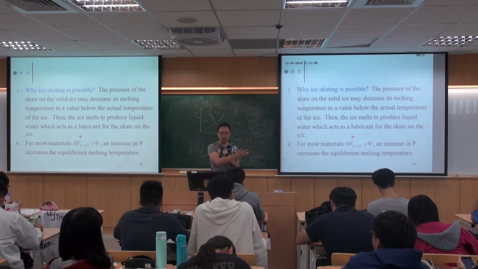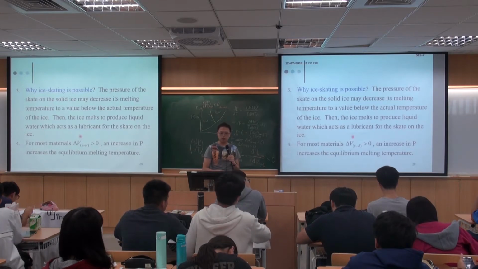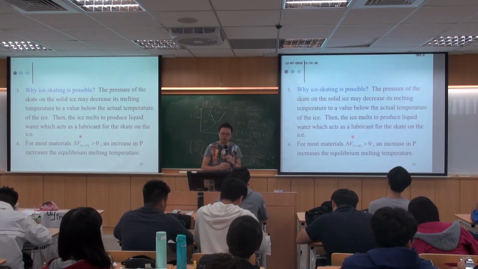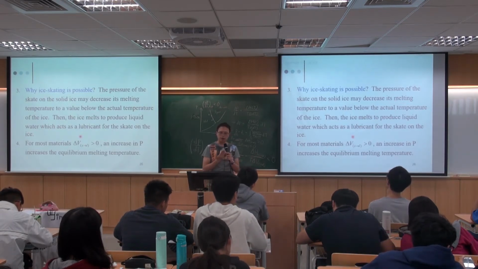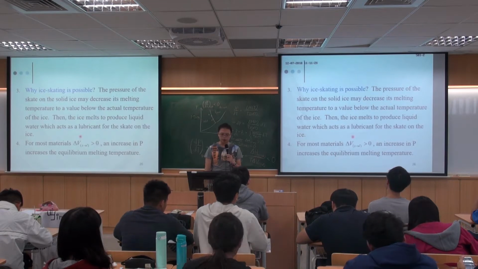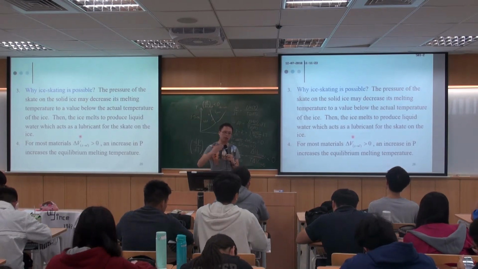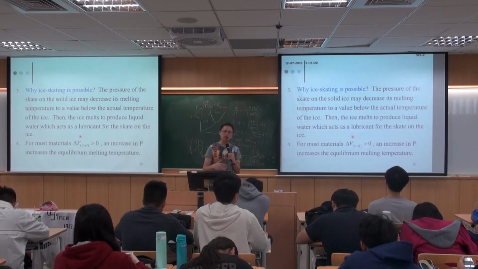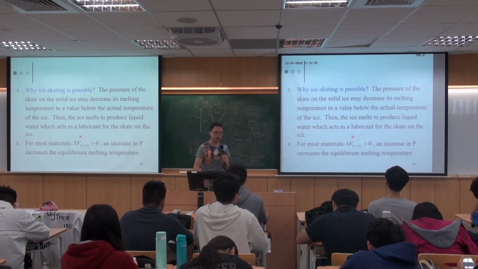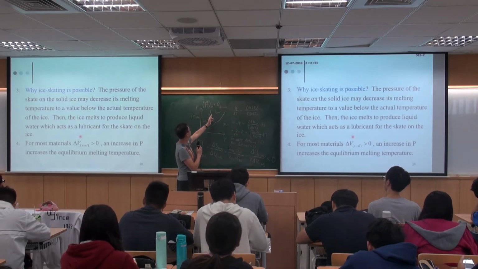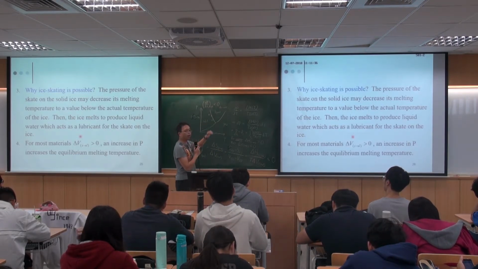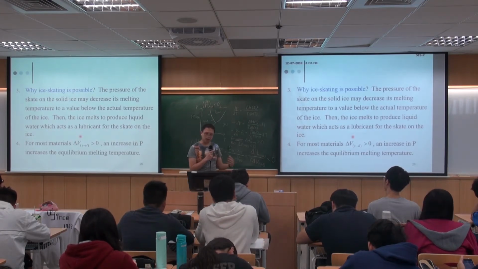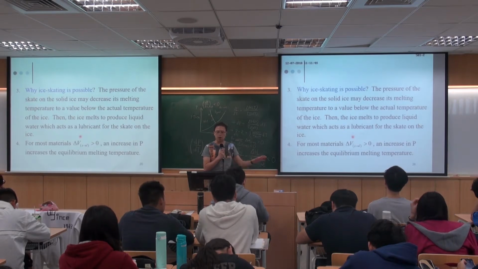So that's the reason why people say ice skating is possible. If you have ice skating experience, you know that you have this blade that you wear on your feet. And when you step on ice, you're actually exerting a huge pressure onto the ice. And that will cause the ice to melt because the pressure has been increased. And if the pressure has been increased, it's more likely that the ice will become water. Therefore, it's more slippery and allows you to skate over ice.